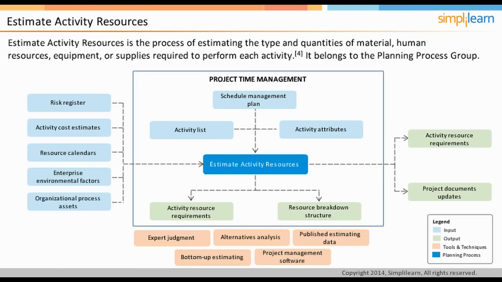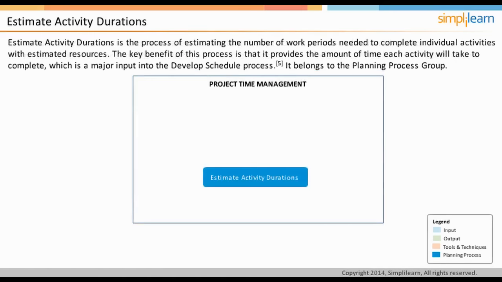Let us now move on to the next process: estimate activity durations. The next process is to estimate the duration required to complete each of the activities. The duration estimation should be done by someone who is familiar with the project. For example, the same activity, if done by a high-skilled resource, would take less time compared to a less skilled resource. This may vary regardless of the resource used due to the project requirements.